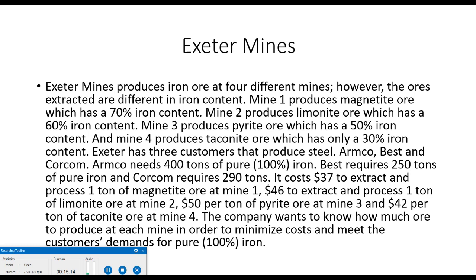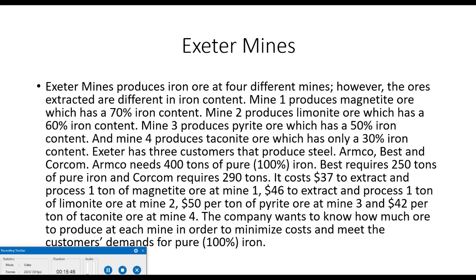It costs $37 to extract and process 1 ton of magnetite ore at Mine 1, $46 to extract and process 1 ton of limonite ore at Mine 2, $50 per ton of pyrite ore at Mine 3, and $42 per ton of taconite ore at Mine 4. The company wants to know how much ore to produce at each mine in order to minimize costs and meet the customers' demands for pure 100% iron.